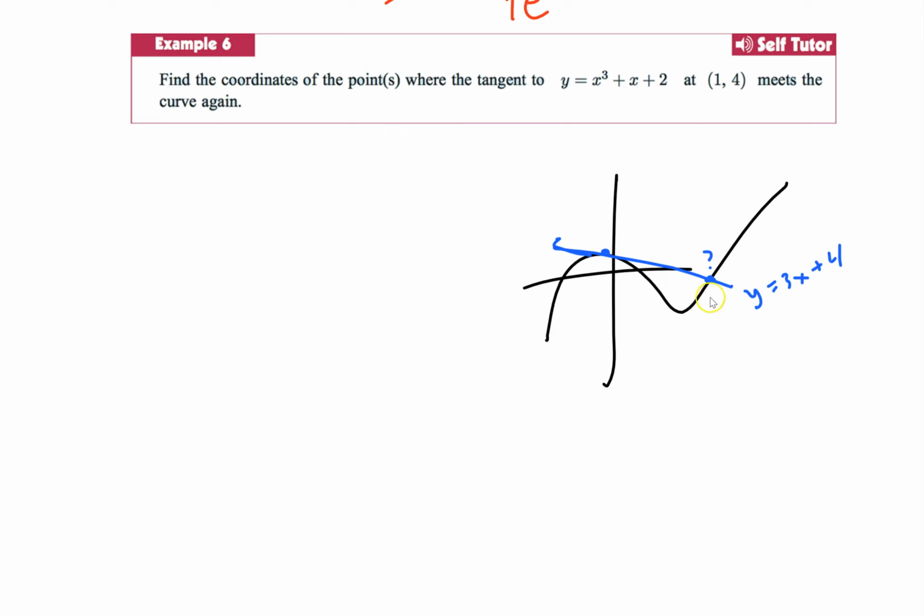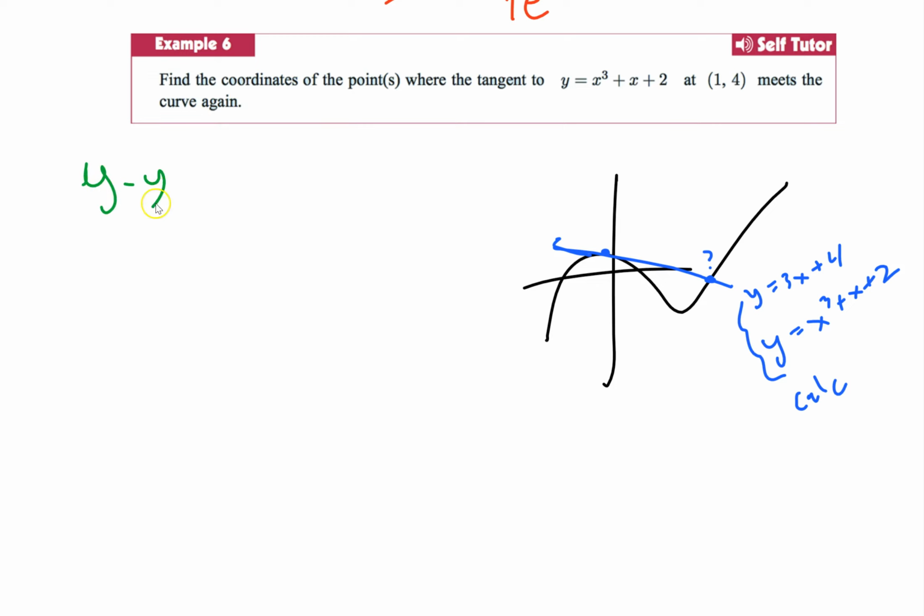And how do you figure out where it hits the curve? Well, you set it equal to y equals our original curve. How do we solve that? We just use our calculator, and we'll graph it and find the answer. But for now, let's find the equation of a tangent line. So in this case, I want to find the equation of a tangent line.